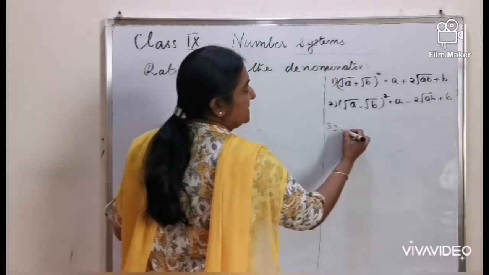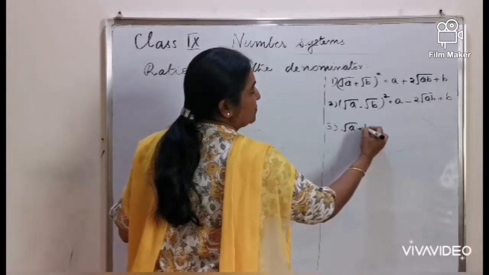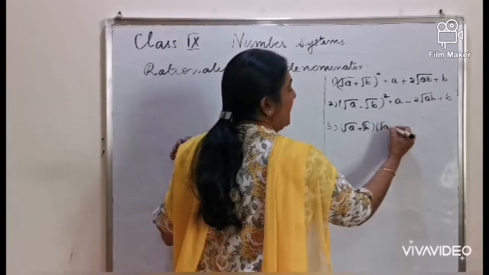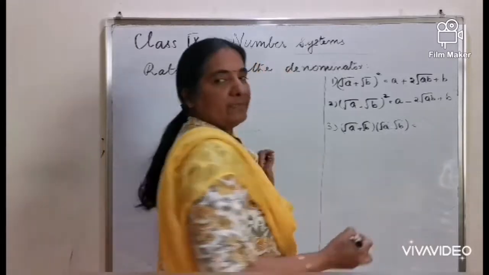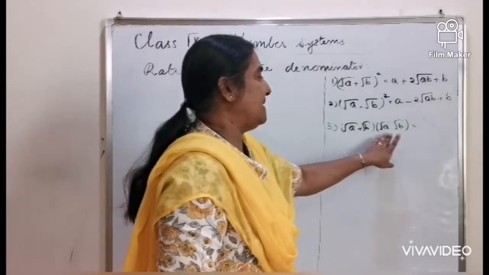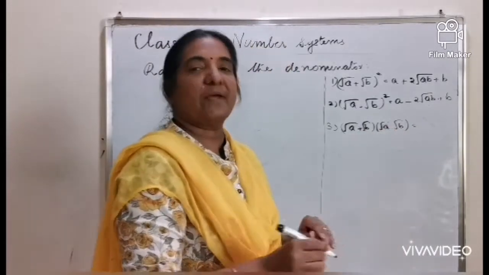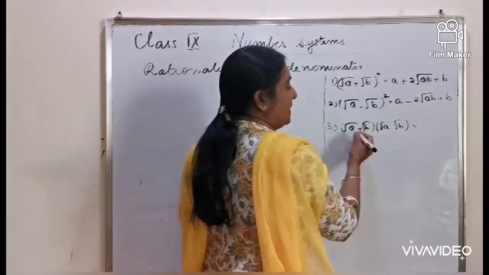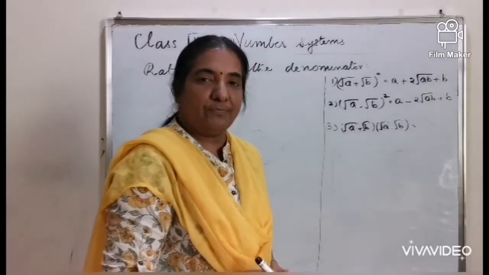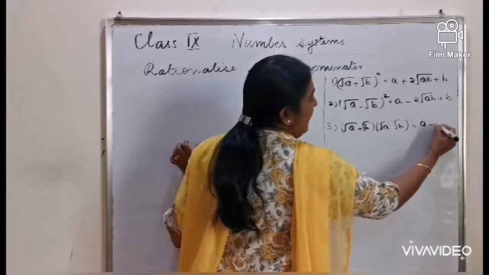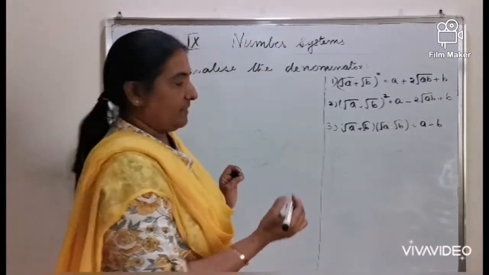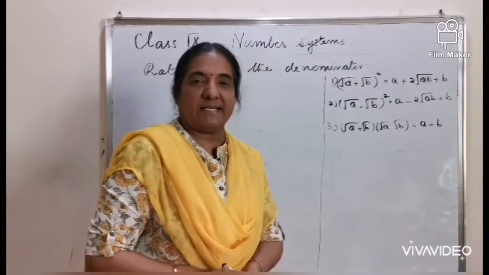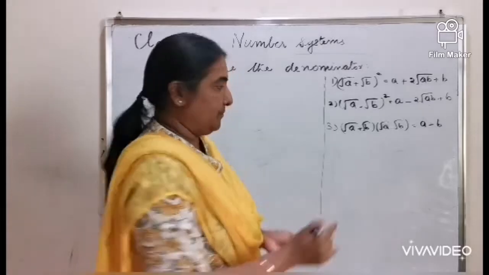The third identity, (square root a plus square root b) into (square root a minus square root b) is the same as (a plus b) into (a minus b), which is a squared minus b squared. If you go in the same way, it is square root a the whole squared minus square root b the whole squared, which is the same as a minus b. These expansions you have already done in your previous exercises, just for a review.